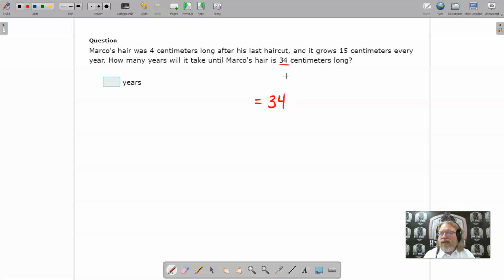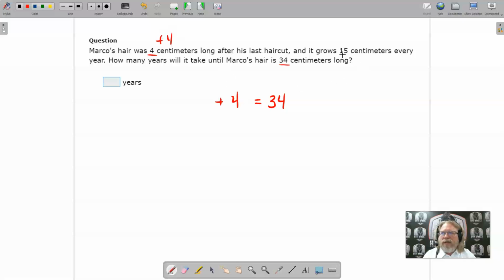Do we have a starting amount? Well, they say that his hair was 4 centimeters after his last haircut, right? So we know that he's not bald. He already has plus 4, right? Plus 4 centimeters. So we'll put our plus 4 there.